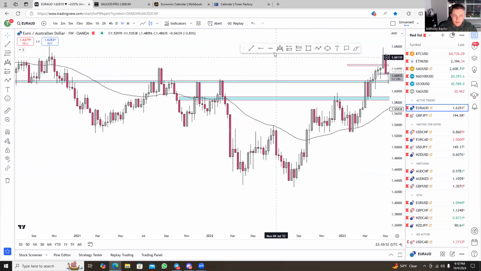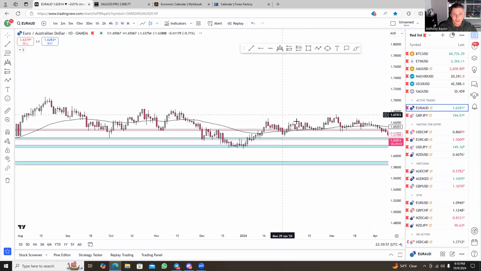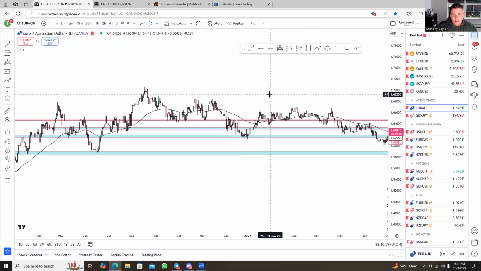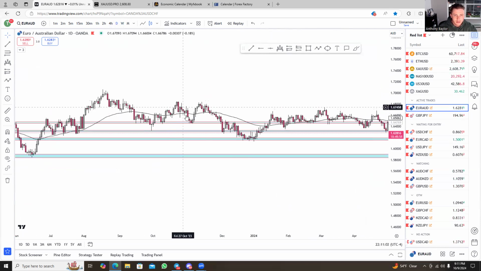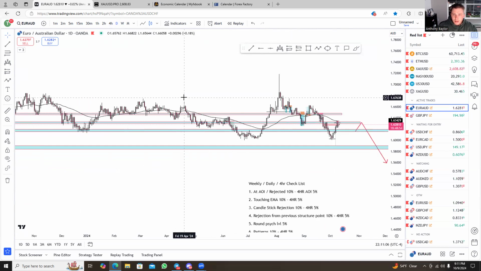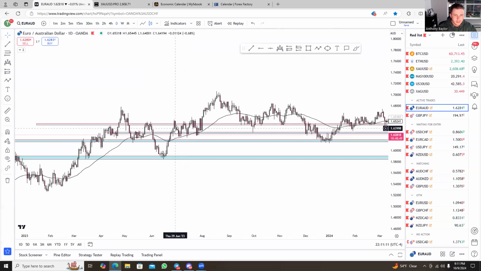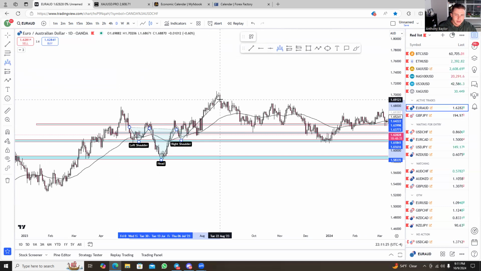Okay, now back to inverted. See if we can find another inverted head and shoulders for you. Right here. Nope, that's a terrible one. Inverted head and shoulders. Ugly one right there. Here's an inverted head and shoulders. Right there. It took forever to break.